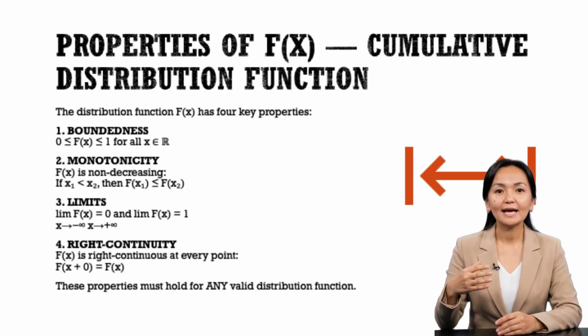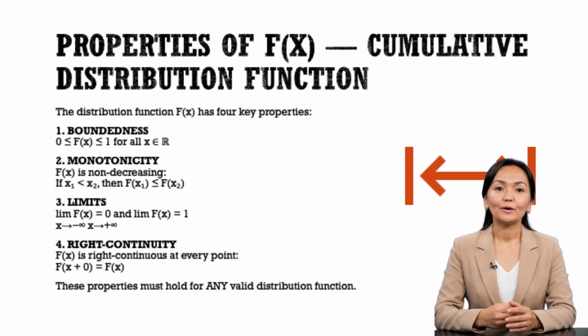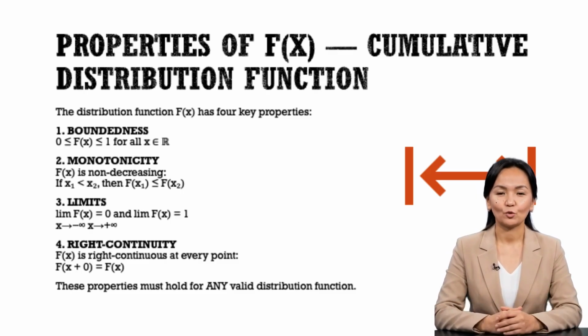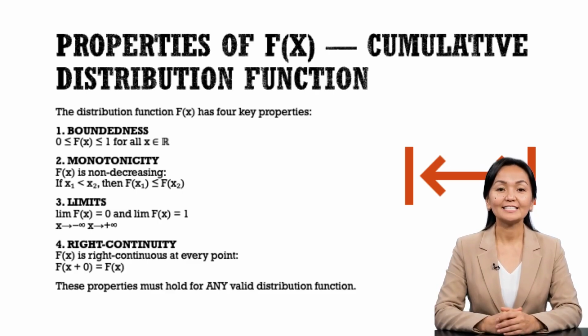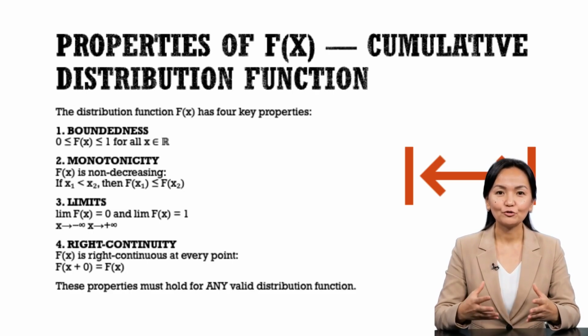The distribution function F(x) has 4 essential properties. First, boundedness. F(x) is always between 0 and 1 inclusive for all real x. Second, monotonicity. F is non-decreasing, meaning that if x1 is less than x2, then F(x1) is less than or equal to F(x2). Third, limits. As x approaches -infinity, F(x) approaches 0, and as x approaches positive infinity, F(x) approaches 1. Fourth, right continuity. F is right continuous at every point. These properties must hold for any valid distribution function, and they are very useful when analyzing random variables.